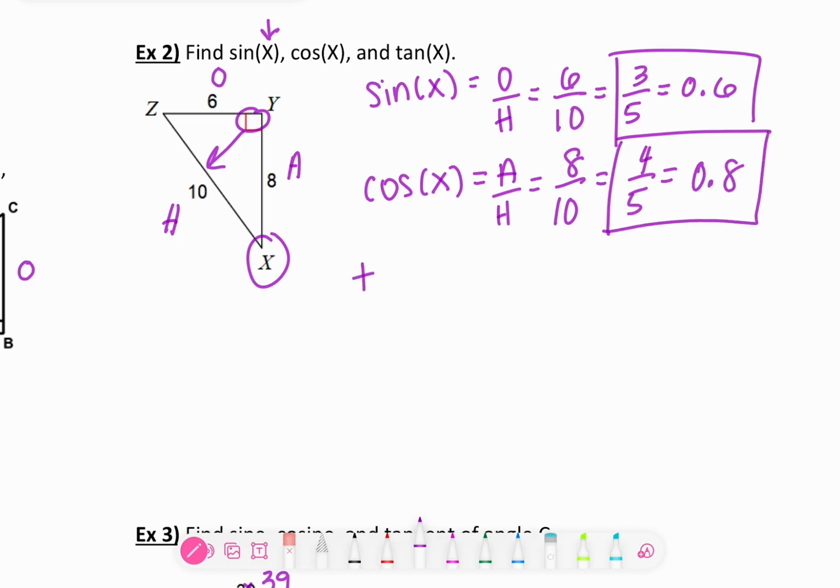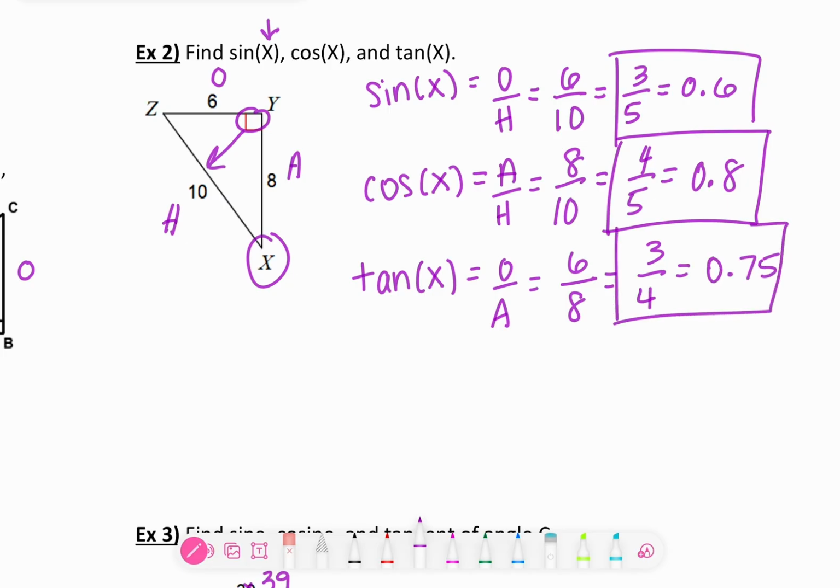Tangent, last but not least, that's the TOA part of our little acronym. So tangent is O over A. Opposite was 6. Adjacent was 8. Simplify those, and we get 3 over 4, which is equal to 0.75 as a decimal. And there we go for number 2.